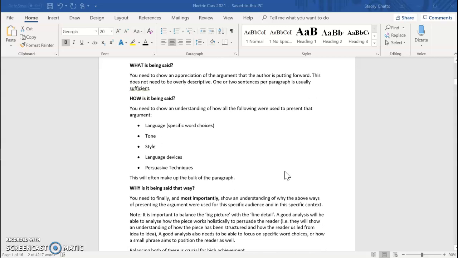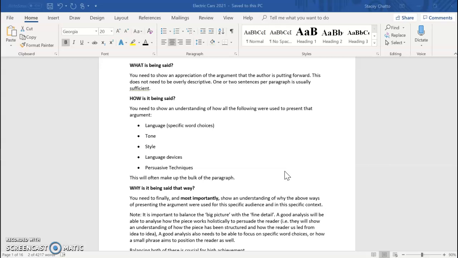Second, you need to tell me how it's being said. So you need to show an understanding of all of the following things that are used to present arguments. Language, aka word choices. What adjectives are being used and how do they make you think, feel, or do or believe? Like, what is the aim of that language? What is the tone? What voice do you hear this in your head? What is the style of the writing? Is it formal, informal? Is it really casual language? Why is it casual language?